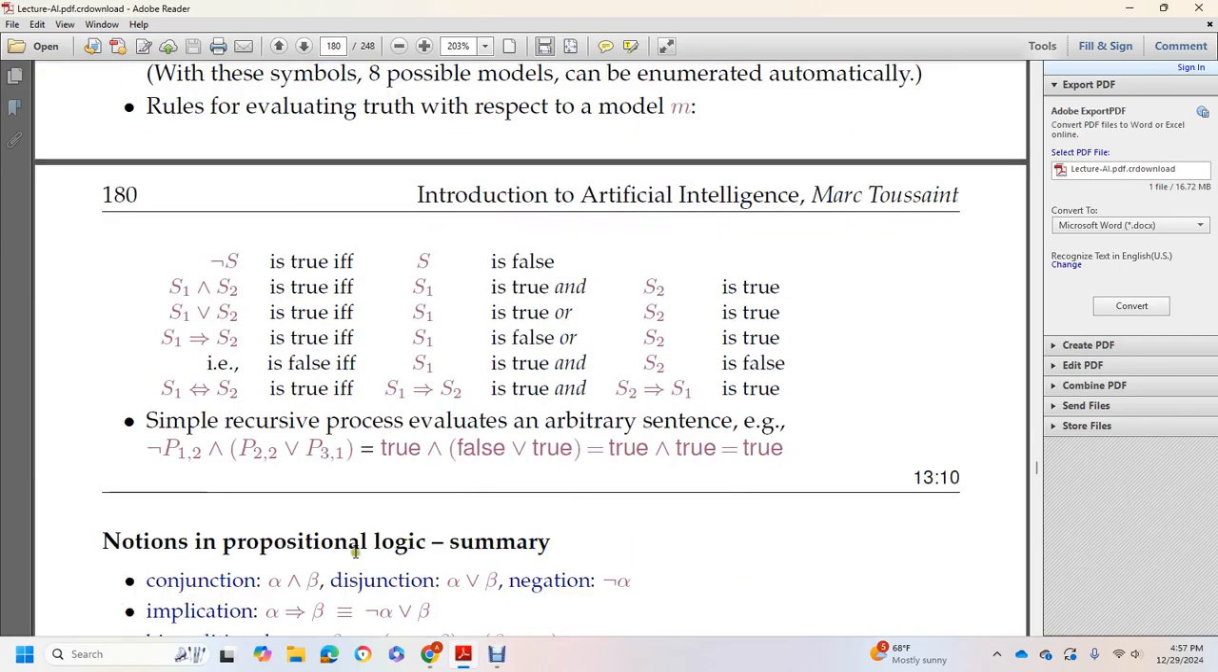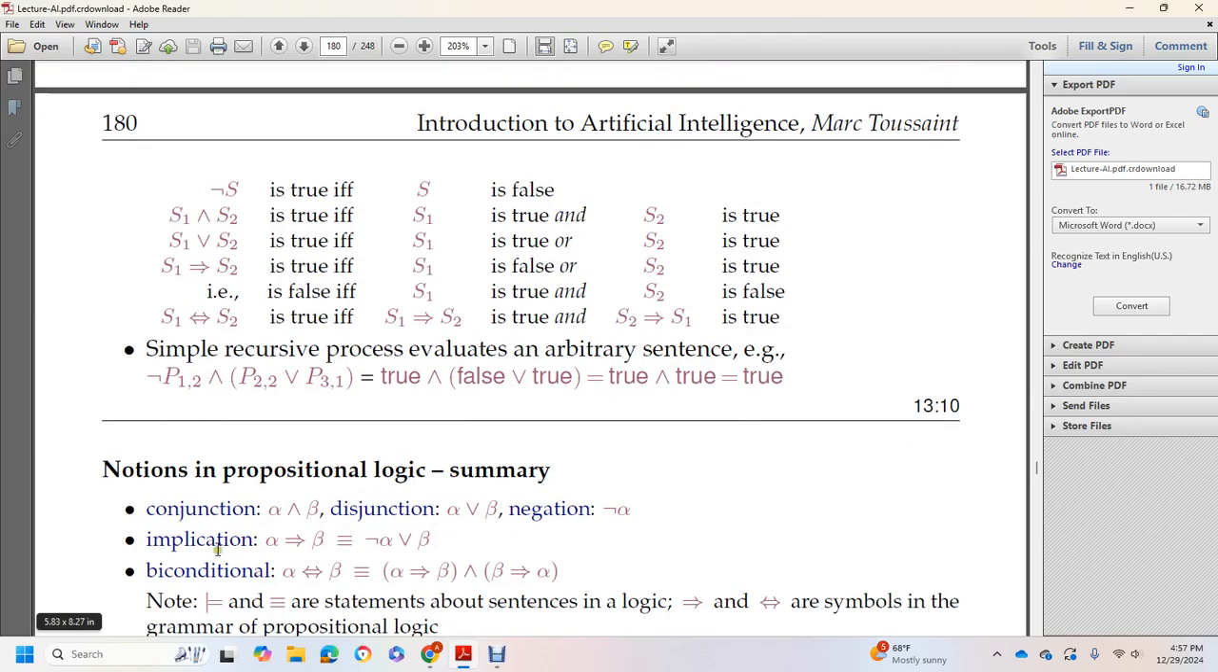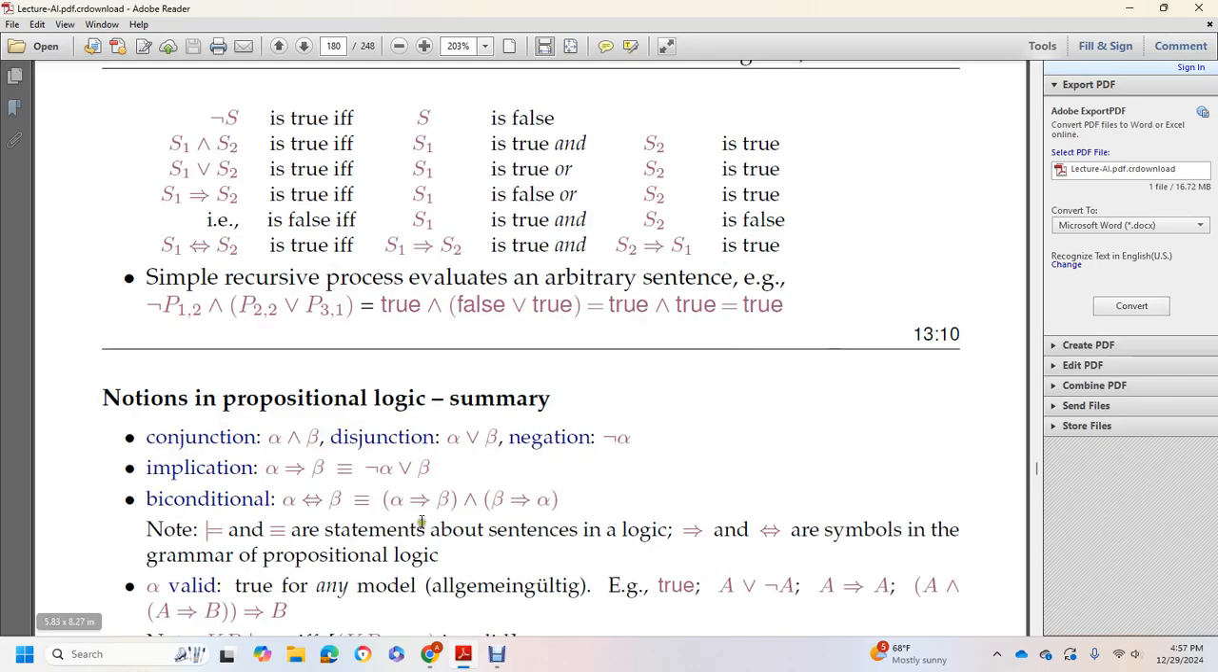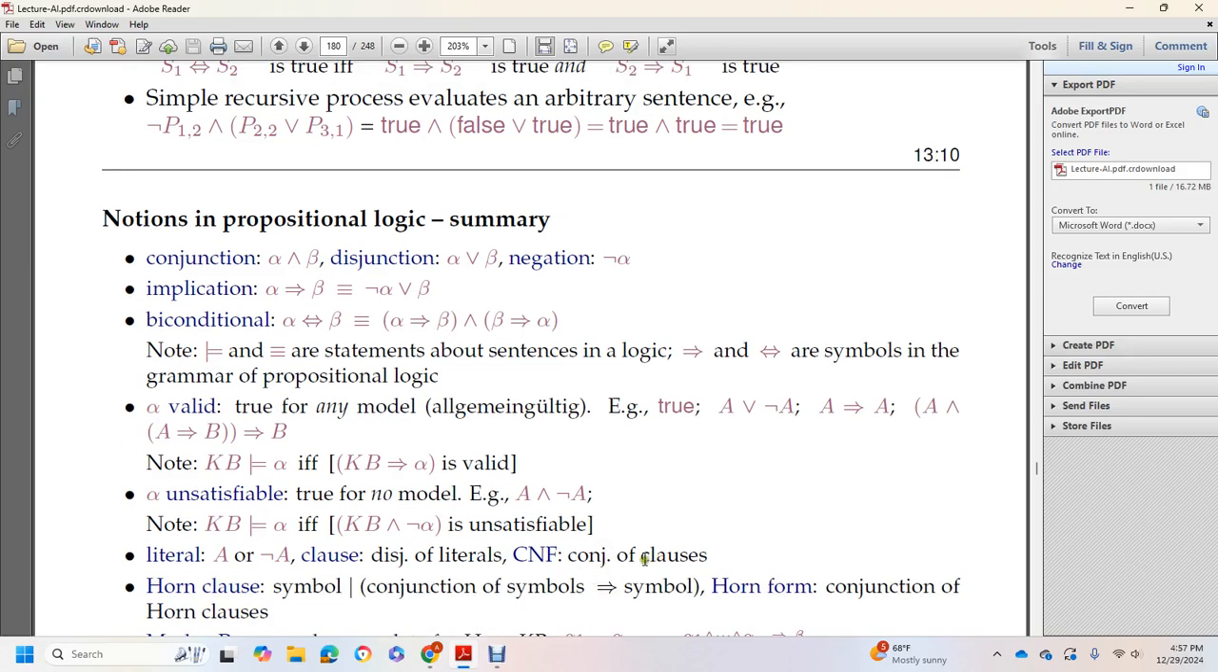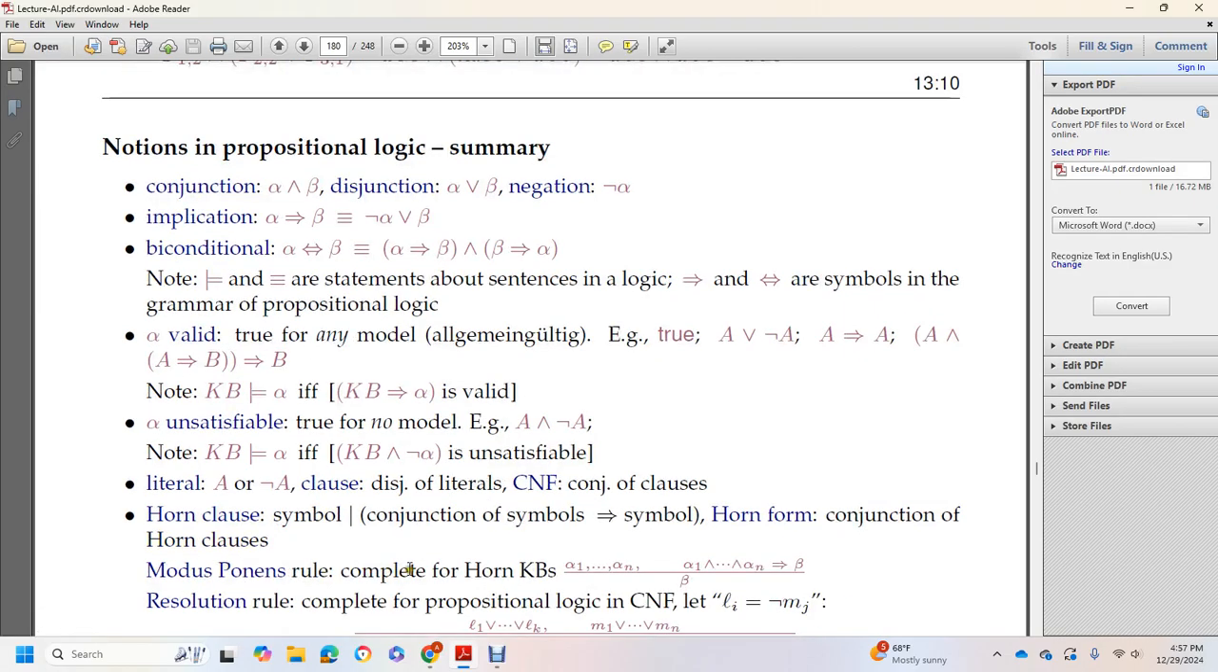Summary of propositional logic: conjunction, disjunction, negation, implication or conditional, and biconditional. A sentence is valid if it is true in all models, satisfiable if it is true in some model, and unsatisfiable if true in no model. A literal is A or not A. CNF is a conjunction of clauses. Horn clauses, Horn form, conjunction of Horn clauses, rules. Modus ponens is complete for Horn KBs. The resolution rule is complete for propositional logic.